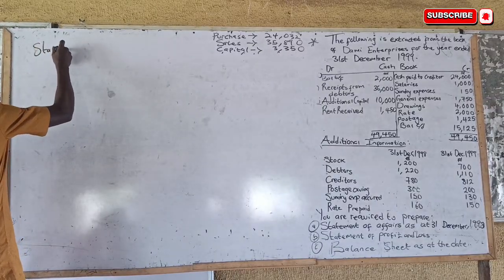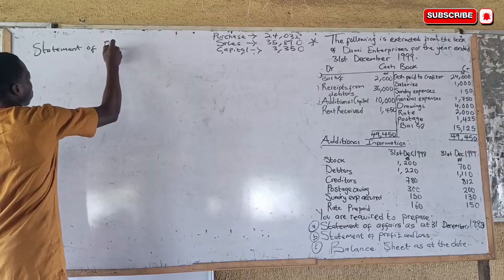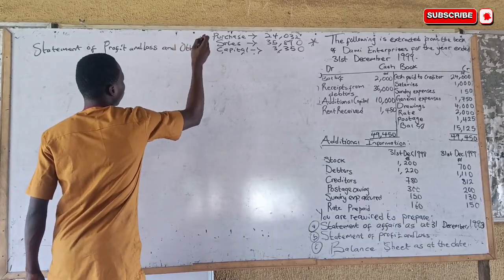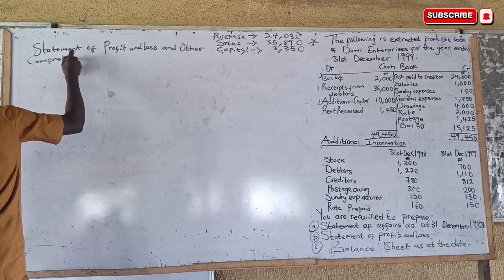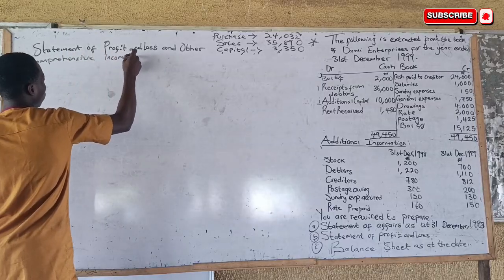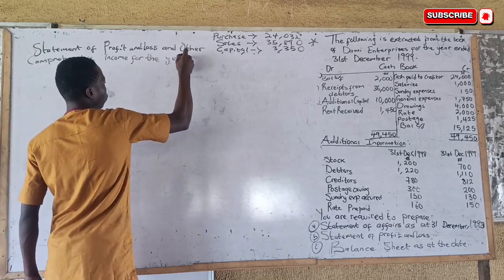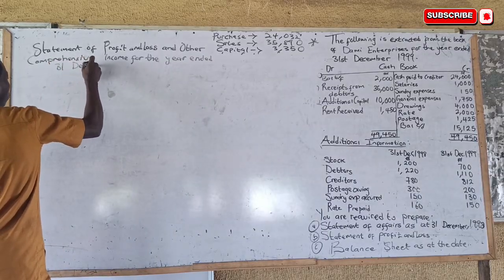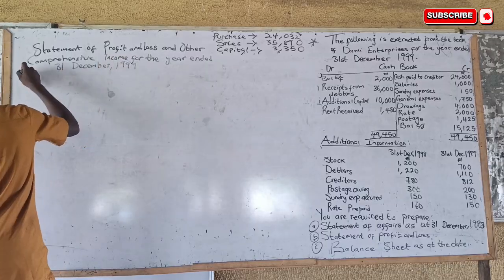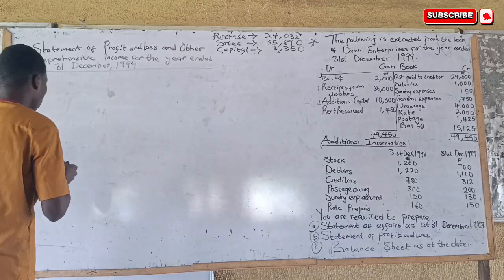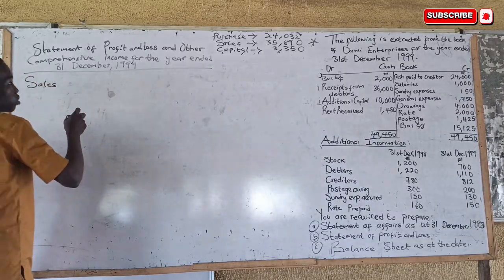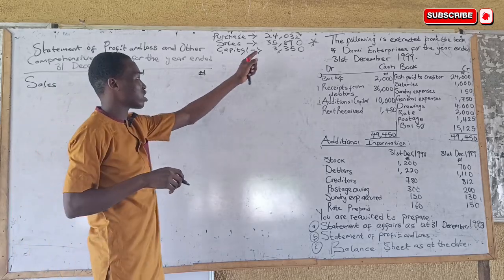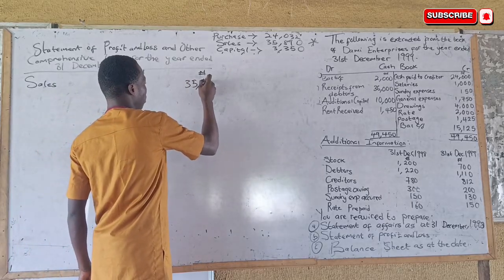Statement of profit or loss and other comprehensive income for the year ended 31st December 1999. We are starting with the sales. So we are using the vertical method. We are not using the normal method, that is the T format. The sales, don't forget we calculated the sales and the balance is 35,890.